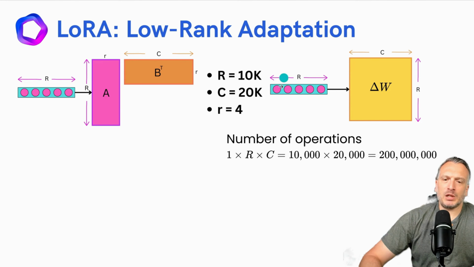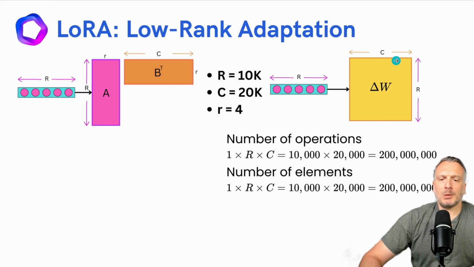So let's imagine that we input this hidden state here through this delta W matrix. So the number of operations that we have to perform this matrix multiplication is 1, the dimension of the vector, times R, which is the input dimension, times C, which is the output dimension. So we have 10,000 times 20,000, which is equal to 200 million operations. So the number of elements that we have in delta W is equal to 10,000 times 20,000, which is equal to 200 million elements in that matrix.